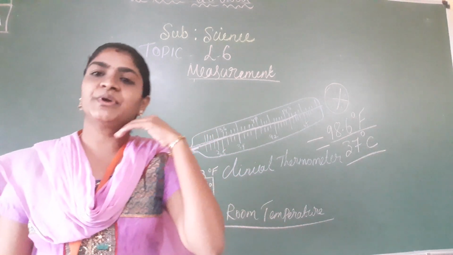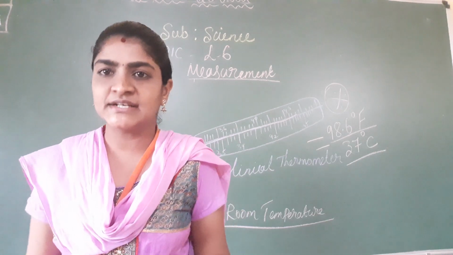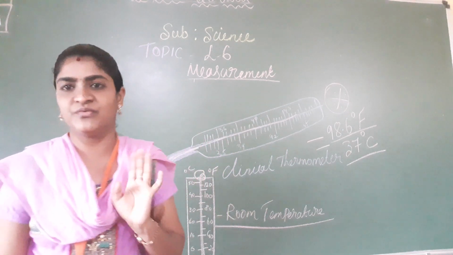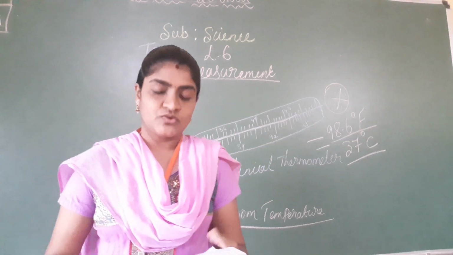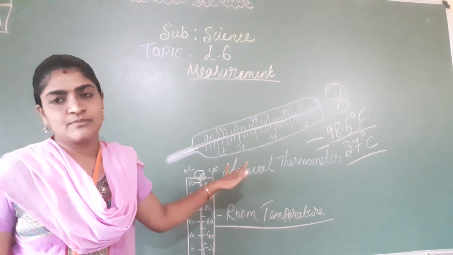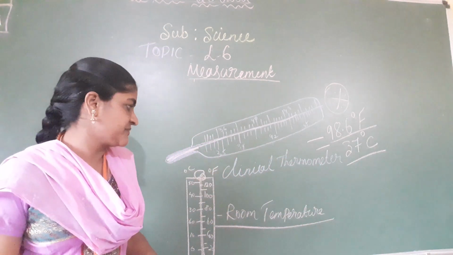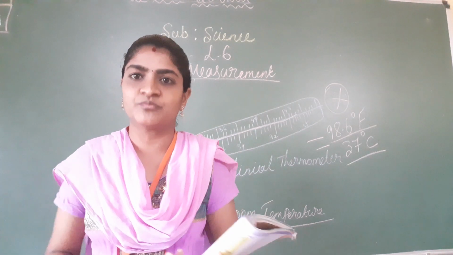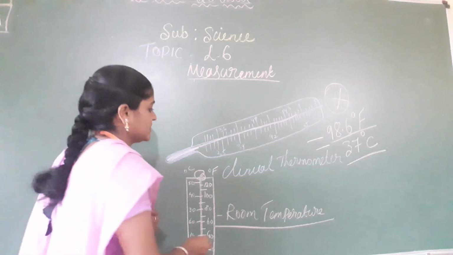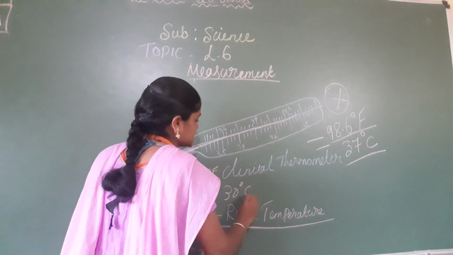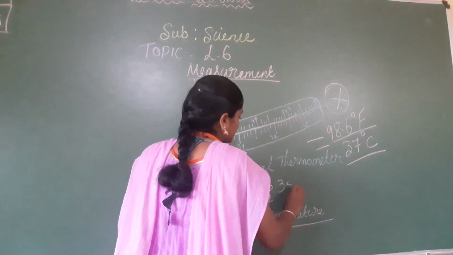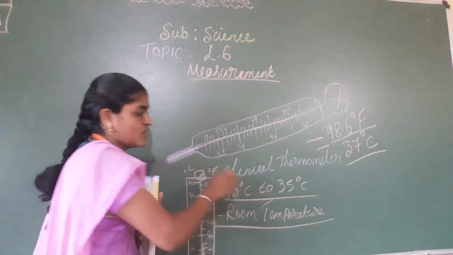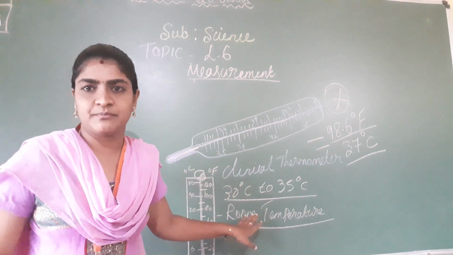If it goes beyond 99 or 100, it indicates you have a fever. So using this instrument we can measure our body temperature. And the next one is the room thermometer. For example, I am in a certain room. The normal room temperature will be 30 degree Celsius to 35 degree Celsius. So this will be the normal room temperature.